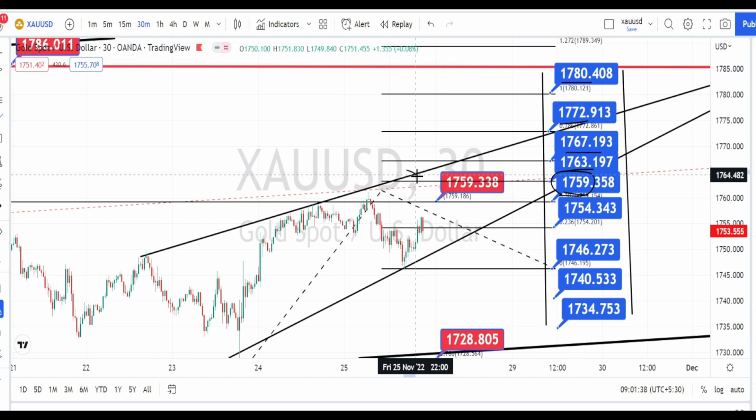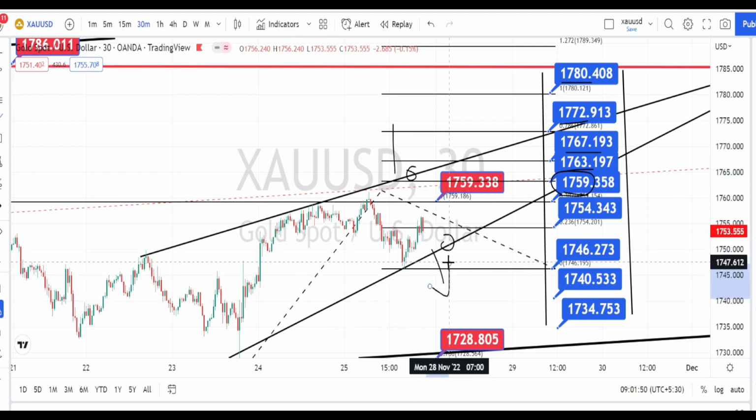So I would recommend you to wait for the price action to give a breakout from this trend line, either on the bullish side or on the bearish side, to take a directional trade in 30 minutes time frame also. That's all the analysis for today.